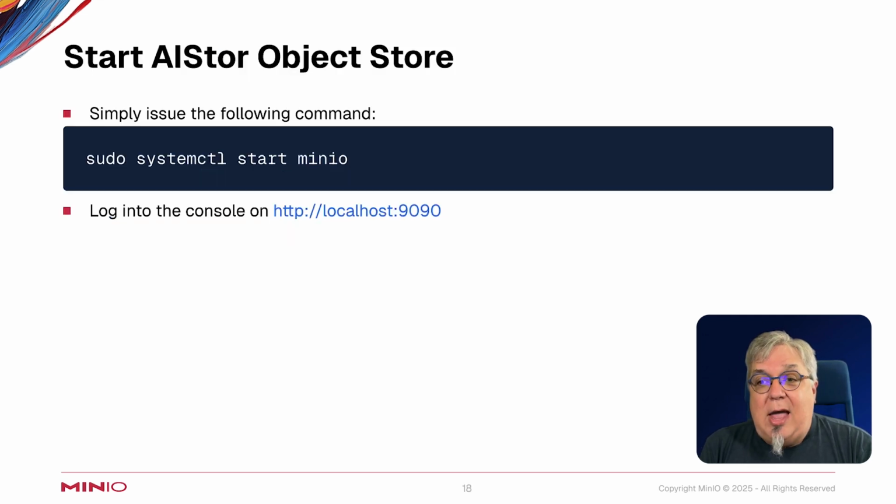With that, you can then start up your AIStor object store with a very simple sudo systemctl start minio, and you can log into the console on 9090. You can log in with your admin user and password.